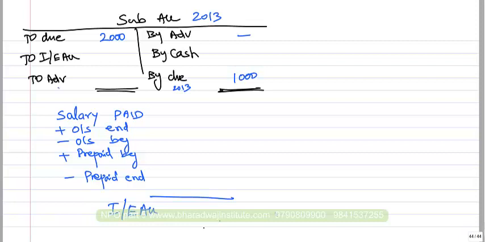Subscription advance of 500 received in advance at the end of the year. Income and expenditure account: how much subscription have they given? 20,000. As a balancing figure, we will get the cash collection. How much? 21,500 is the cash collection.